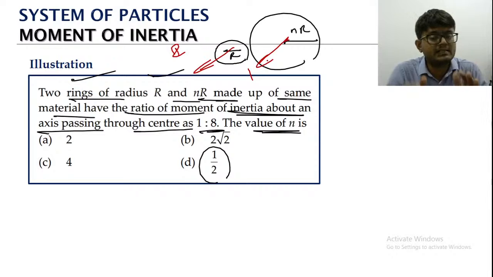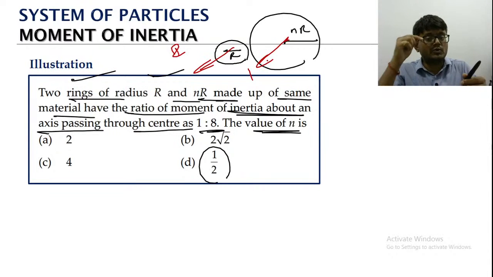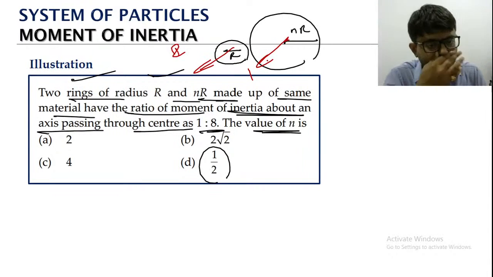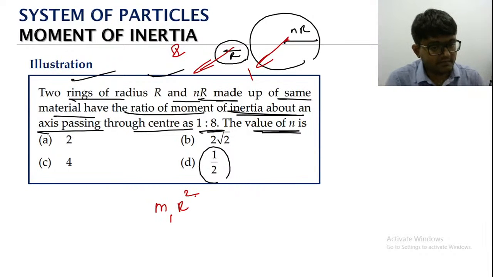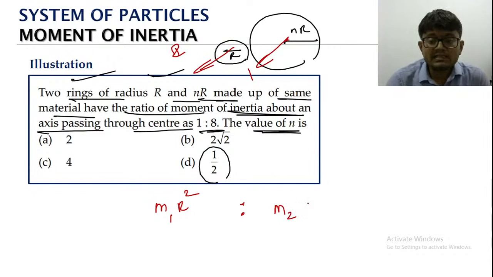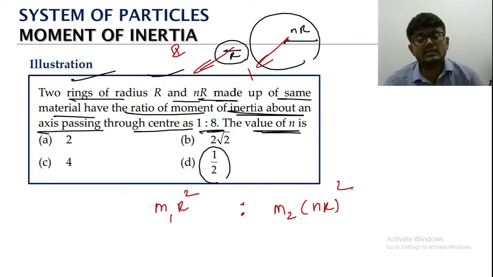What is the principal axis? For a ring, it is the axis passing through the center of the ring and perpendicular to the plane of the ring. For the first one, it is mass of the first into r². Correct? The moment of inertia of a ring about the principal axis is mass of the ring into r². For the second one, its mass, and the radius is nr, so (nr)² will come.